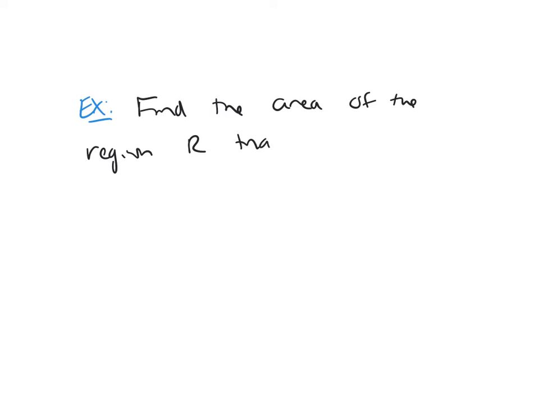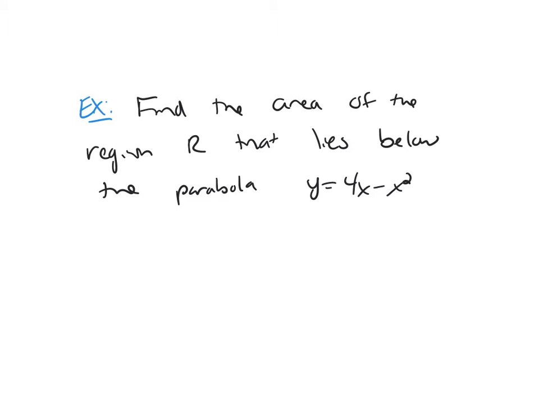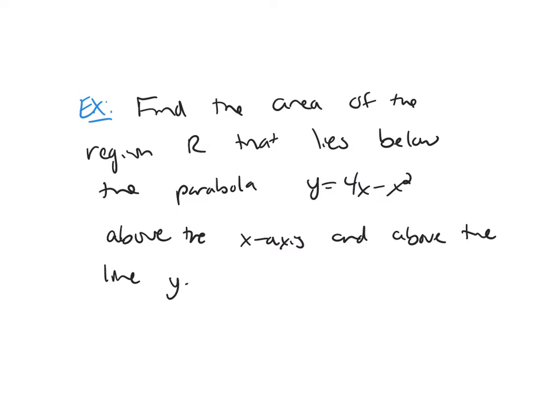Let's look at one more area problem. So, for example, I want us to find the area of the region R that lies below the parabola y equals 4x minus x squared, above the x-axis, and above the line y equals negative 3x plus 6.